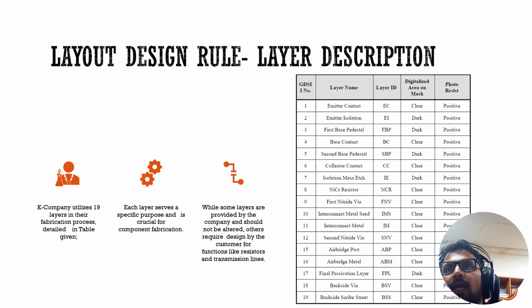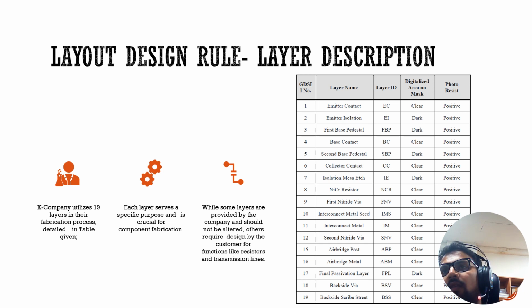Moving forward, we have layer description. We have 19 layers given. K company utilizes 19 layers in their fabrication process, detailed in the table. Each layer serves a specific purpose and is crucial for component fabrication, while some layers are provided by the company and others require design by the customers, such as resistors and transmission lines.